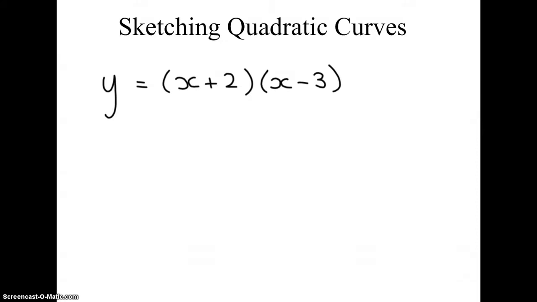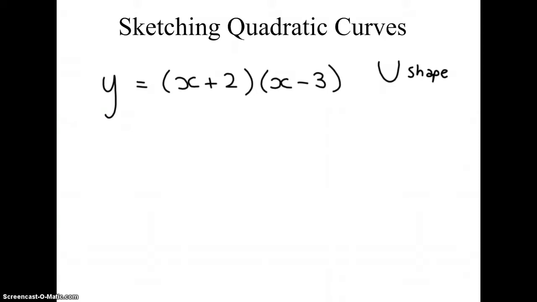So if I wanted to quickly sketch the graph of y equals x plus 2, x minus 3. First thing I'm thinking about when I see this question is, I know that when I multiply this out, I'm going to end up with a positive x squared. There's an x times an x, so it's going to be a positive x squared. So I first of all know this graph is going to be a U shape. When I'm sketching a graph, all we need to know is the shape and where it crosses the axes.